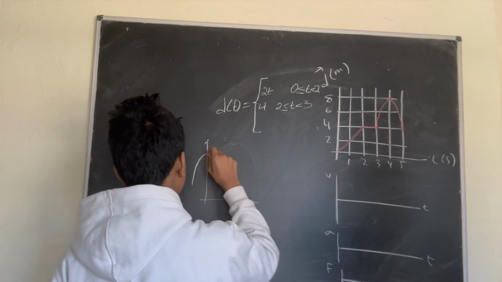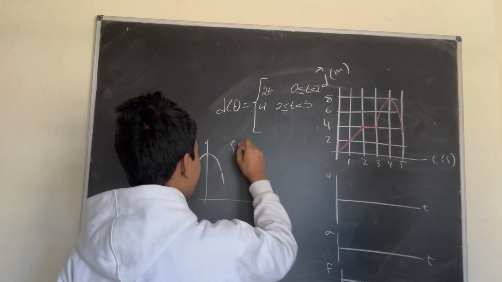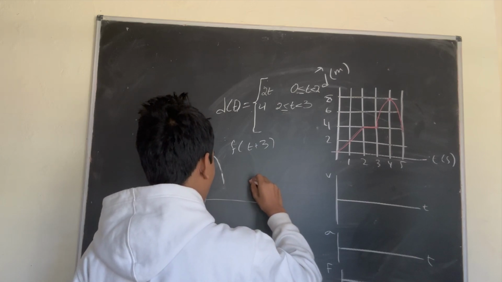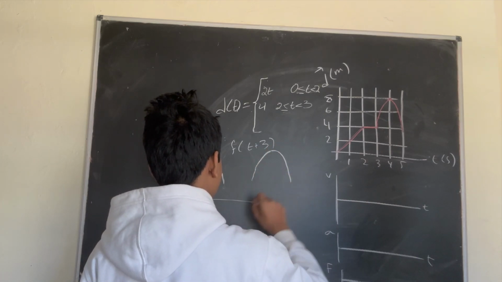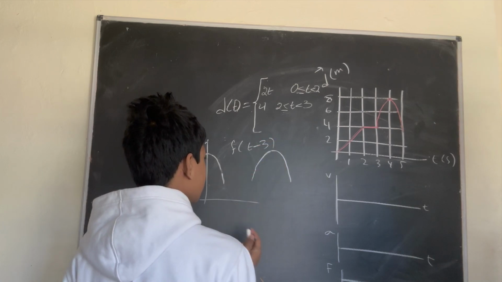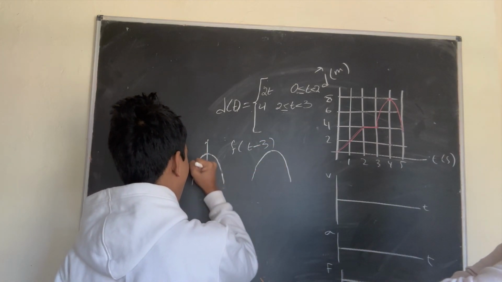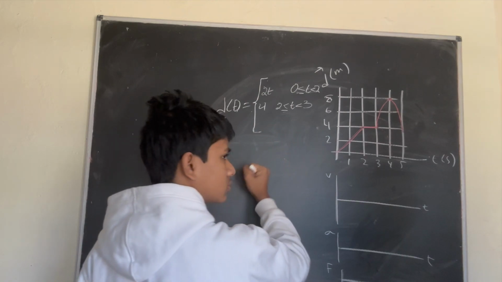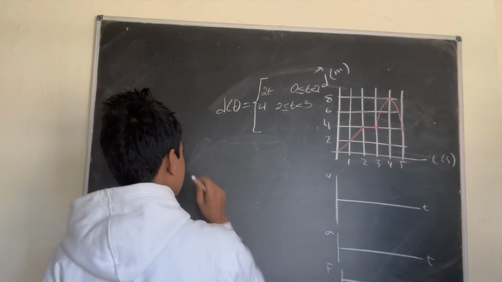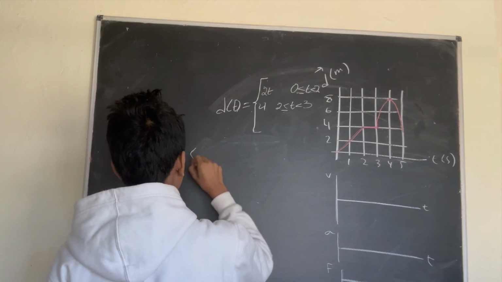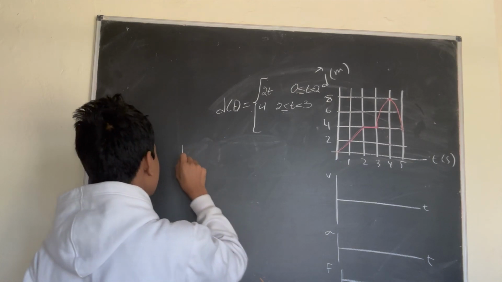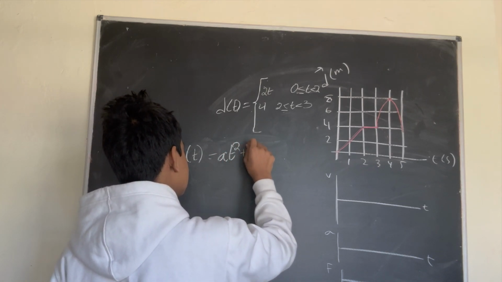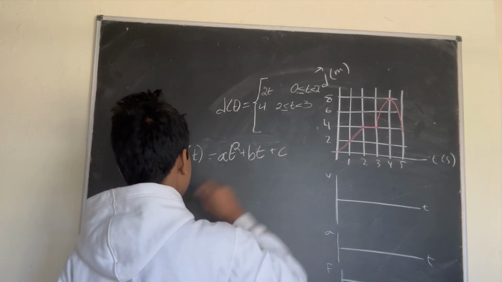Normally, the function would look something like this, but f of t plus 3 is going to move it all the way over here. Yes, okay. Wait, f of t minus 3, squared. Okay, you continue. I'm coming. So, d of t over this interval is going to be at squared plus bt plus c.